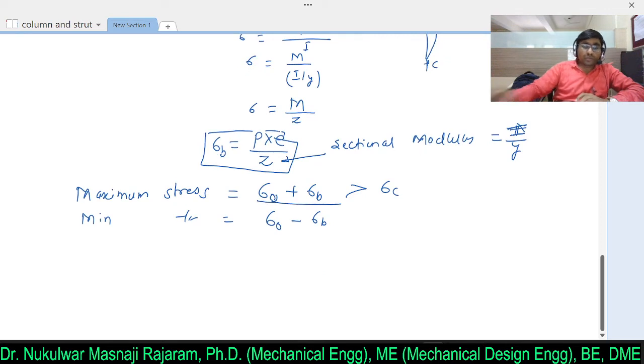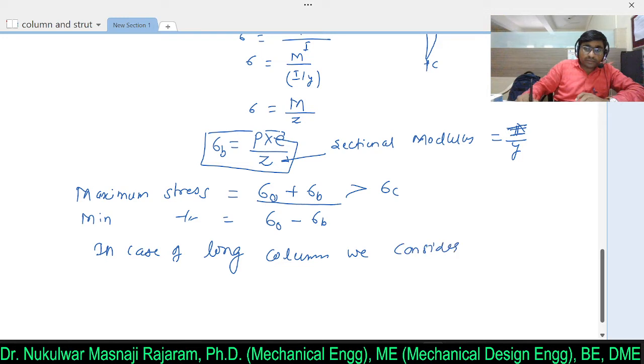So in the case of a long column, we consider only buckling stresses. So I will consider only sigma b.